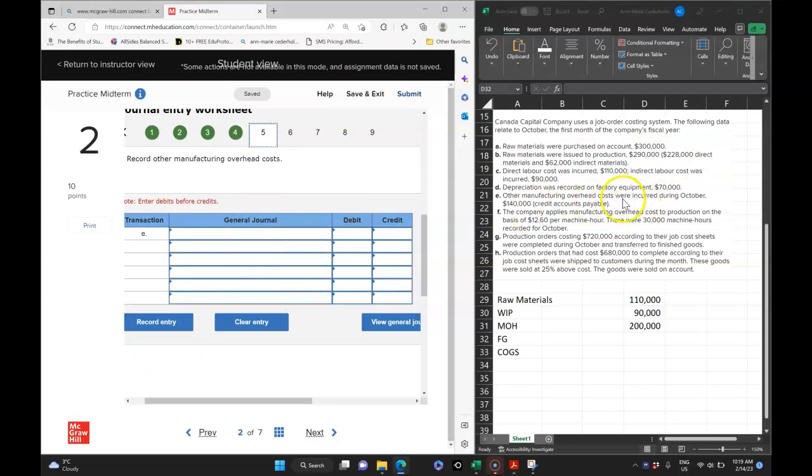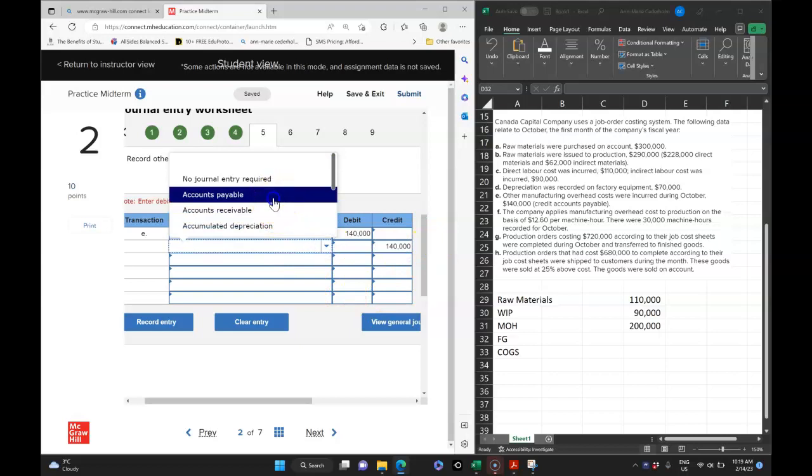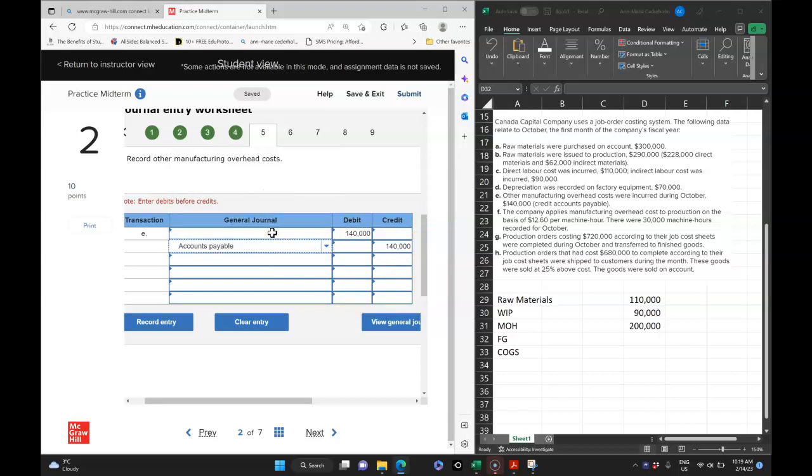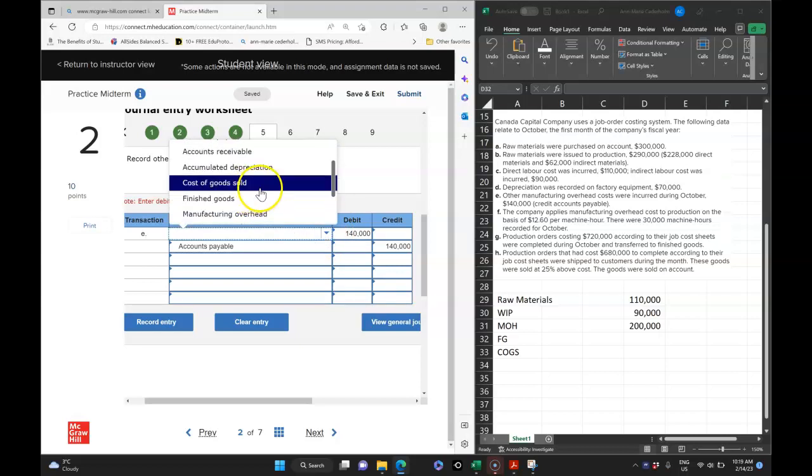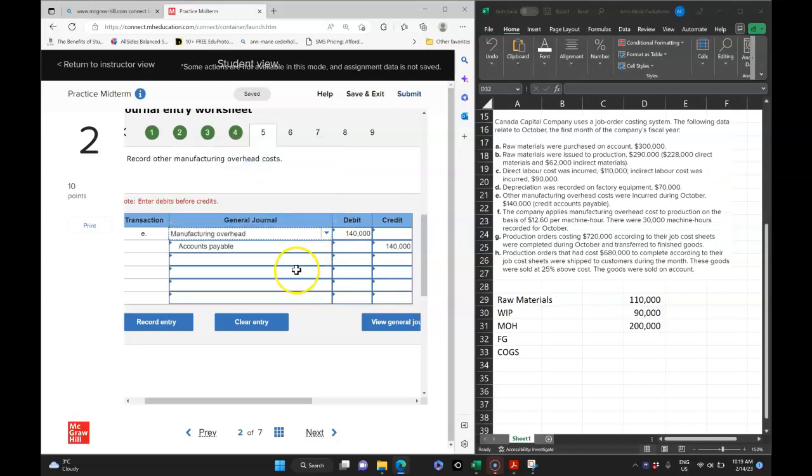Other manufacturing overhead costs were incurred during October for 140. So these are all of the indirect costs. If it's not direct materials and it's not direct labor, it goes into this account if it's a manufacturing cost. And it just said on account, so I'm just going to put it to accounts payable, and then all of your actual manufacturing overhead goes in as a debit into the manufacturing overhead account.